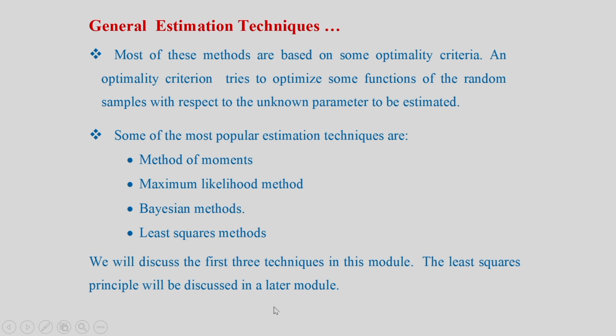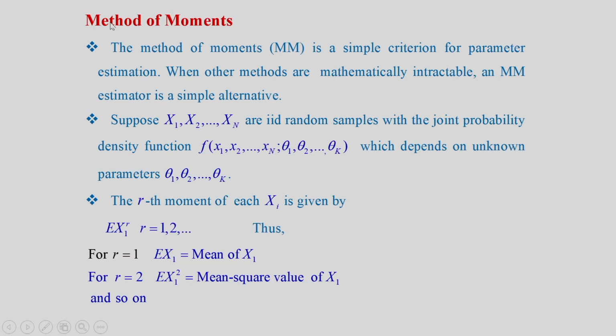The least squares principle will be discussed in a later module, when we discuss adaptive filters; at that time we will introduce the least squares estimation method. We will start with method of moments. The method of moments, abbreviated as MM, is a simple criterion for parameter estimation. It is the simplest criterion. When other methods are mathematically intractable, an MM estimator is a simple alternative.